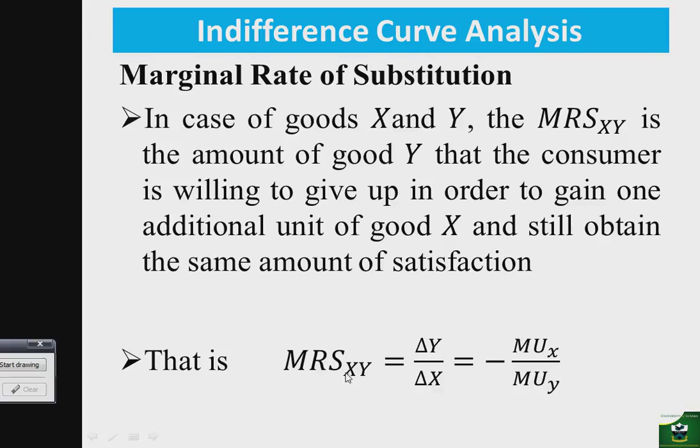So for the marginal rate of substitution of X for Y, we measure this as the ratio of the marginal utility of X to the marginal utility of Y, and then we add a negative. This is because the marginal rate of substitution of X for Y is the slope of an indifference curve. Therefore, if it's downward sloping, it means that it needs to have a negative.